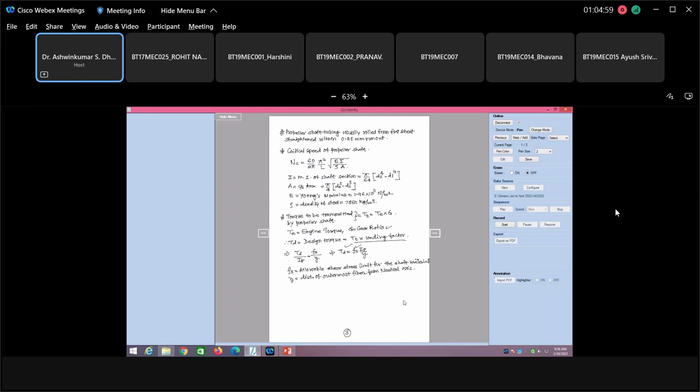In the next class we are going to solve one problem on the propeller shaft, and then we will start with the vehicle refrigeration and air conditioning system.